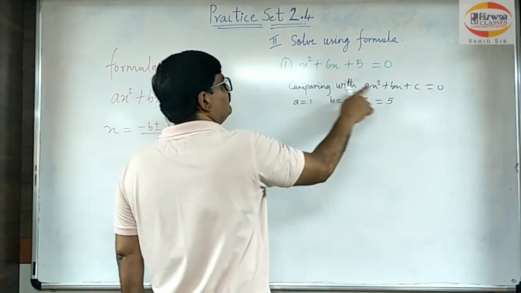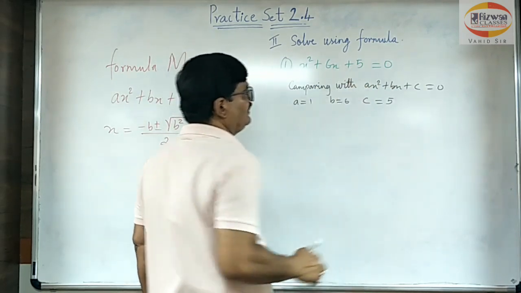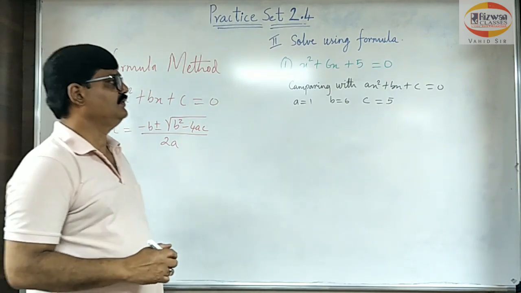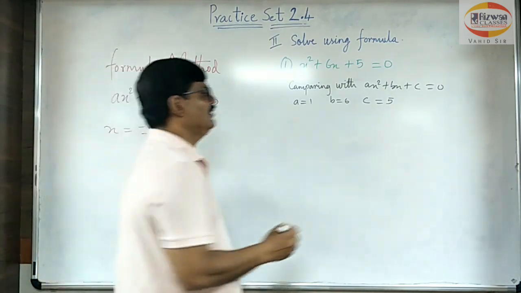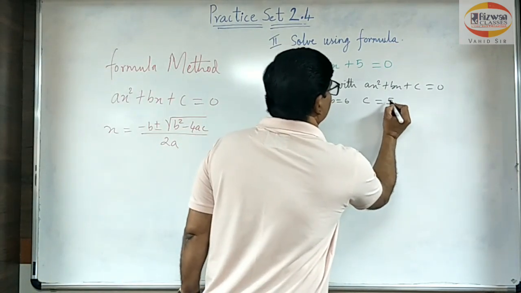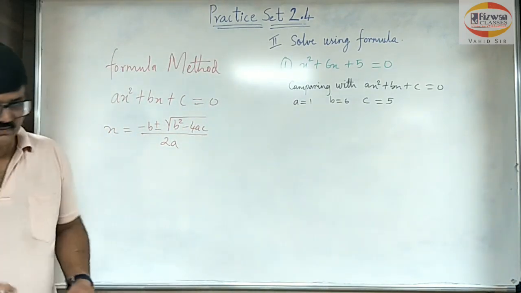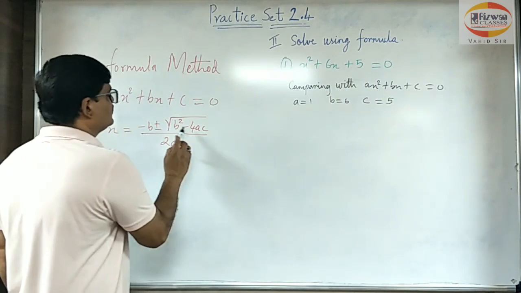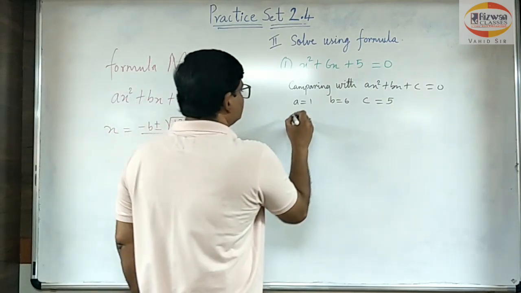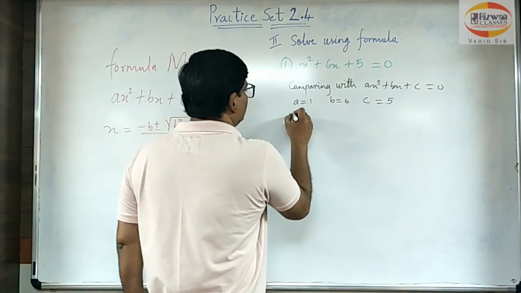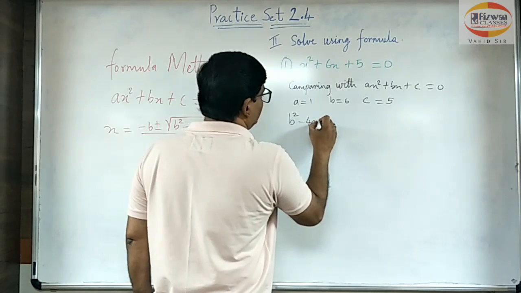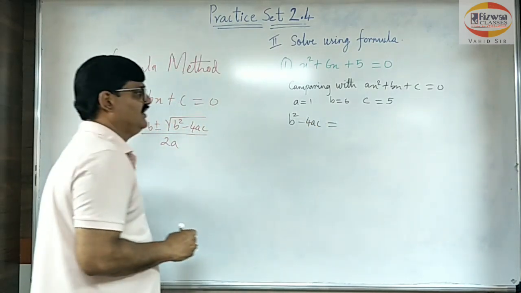A value 1, b value 6, and c value 5. Now, don't apply the formula directly. I'll tell you one simple thing: we will first get the value of b square minus 4ac, so that will be easy for us. I'll write b square minus 4ac and get the value of that.